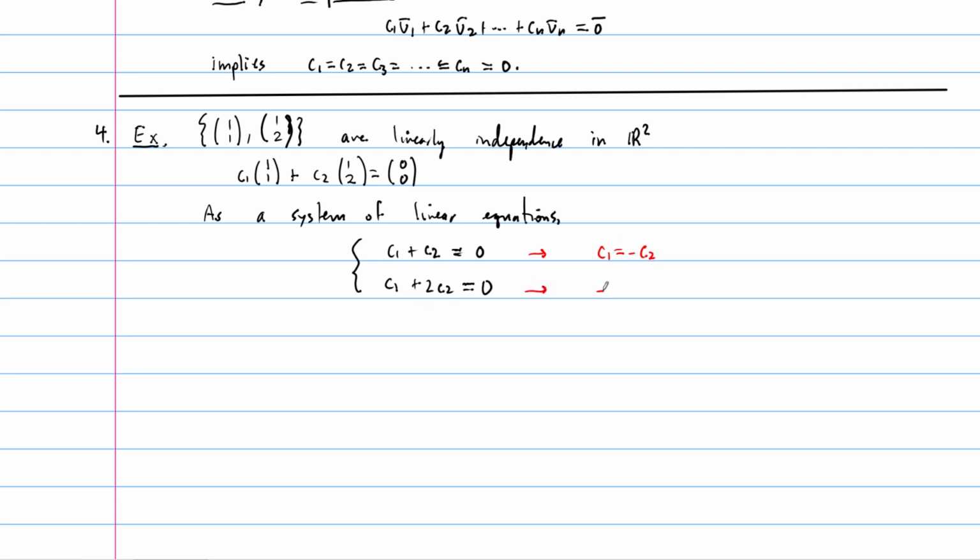So this one's then going to say minus C2 plus 2C2 is equal to 0. And of course, add that up on the left-hand side, we get C2 must be 0. But if C2 is 0, we go back up to this equation, that means C1 must be 0. And so just by a simple substitution method, we can see that both of these coefficients have to be 0. And so therefore, indeed, these two vectors are linearly independent in 2-dimensional space.